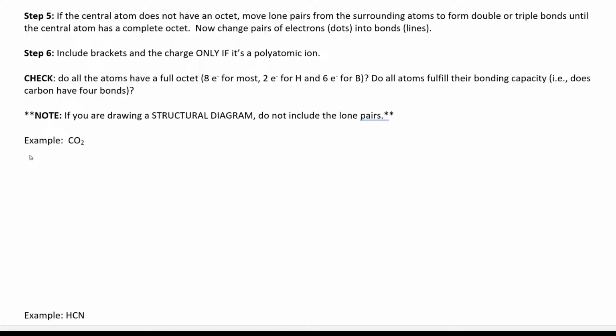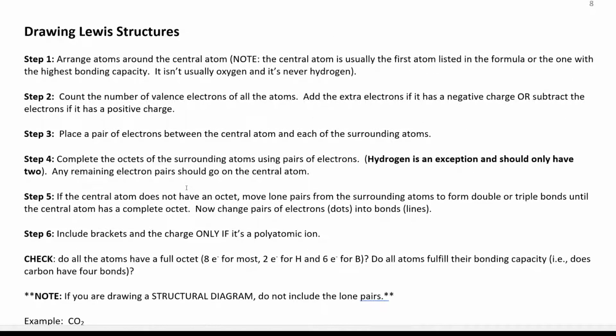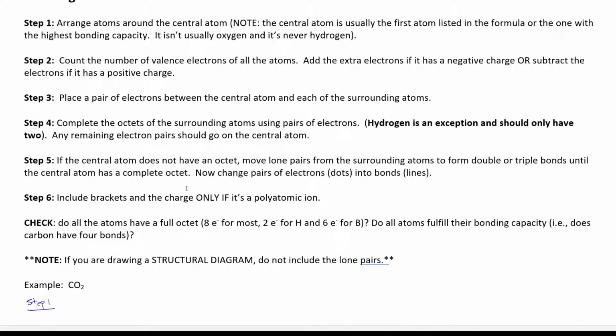So we'll look at step 1. Step 1 says, arrange the atoms around the central atom. Note, the central atom is usually the first atom listed in the formula or the one with the highest bonding capacity. It's typically not oxygen and it's never hydrogen. So arrange the atoms around the central atom.